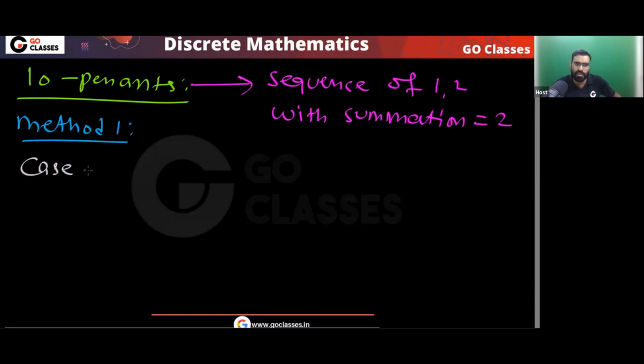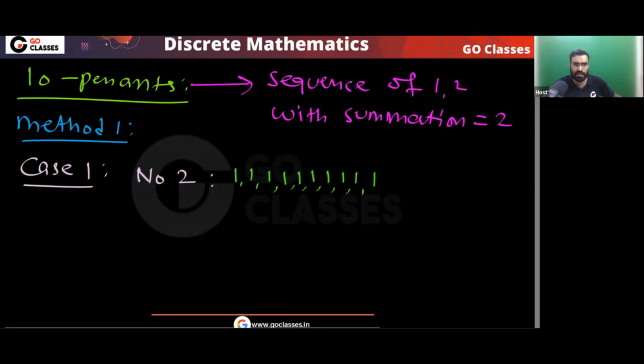So you can create case 1. In case 1, you are using no 2. If you are using no 2, it simply means you are using all ones: 1, 2, 3, 4, 5.